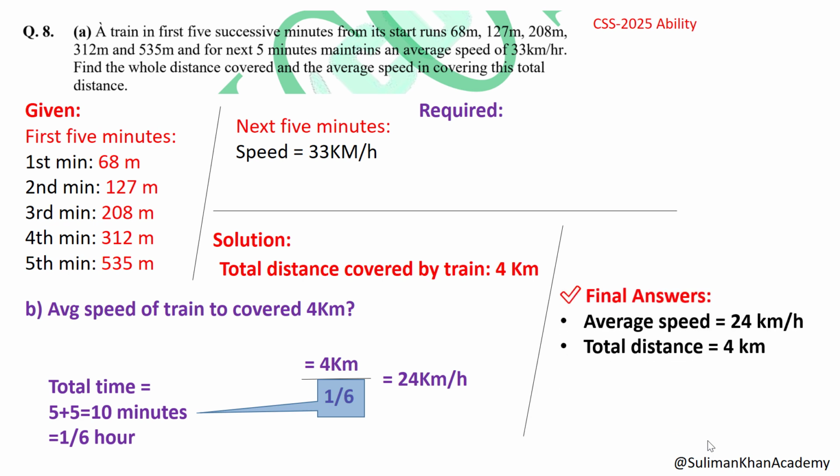And we have the final result, which is the total distance, 4000 meters or 4 kilometers, and the average speed, which is 24 kilometers per hour.